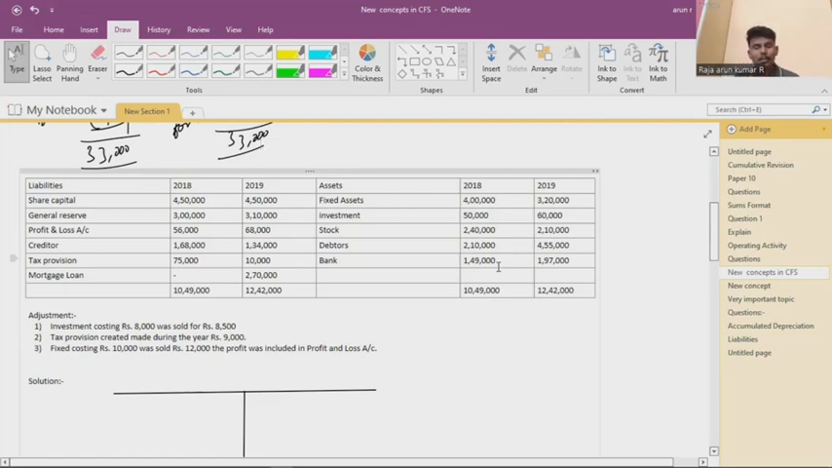Then the bank, cash and cash equivalents, we see in the first class. Cash and cash equivalent means cash in hand and cash at bank, both are included. We take it as the opening. We derive the net cash flow from all the activities and add it with 1,49,000. It will come to 1,97,000. Then only your answer is correct.